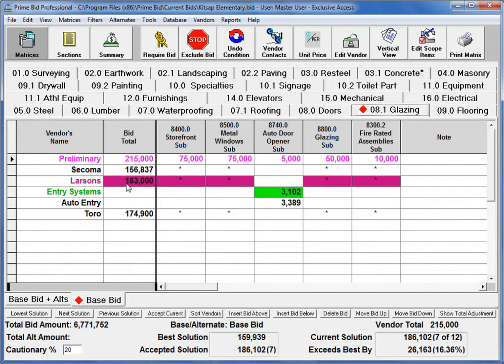Now this is one of the analyses that you might want to perform while closing out the bid. Another one that you'll certainly want to perform is the alternates analysis, which we'll pick up in the next video.